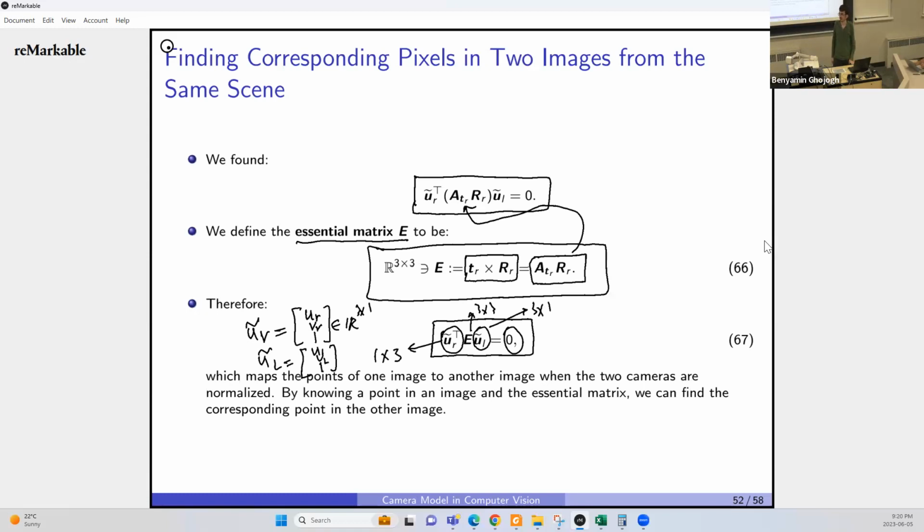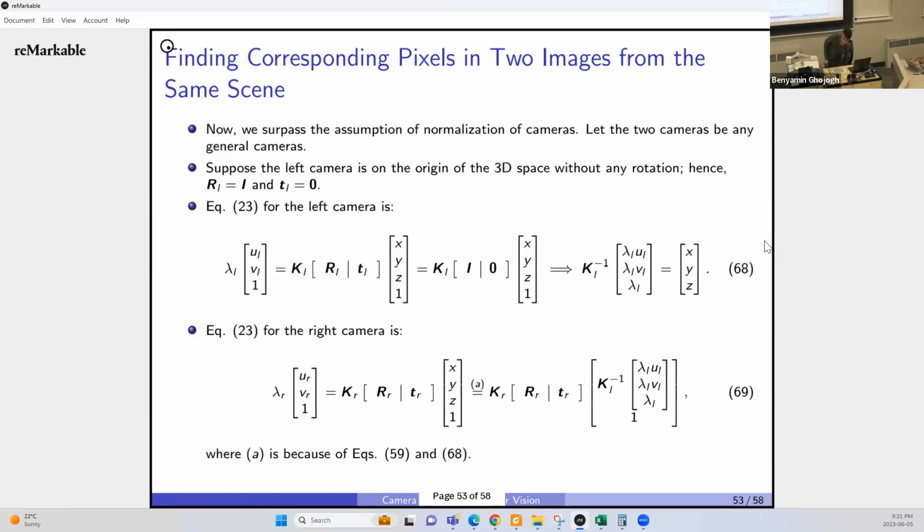That's very interesting. If you can find this matrix E, and don't forget, the two cameras were normalized. We assumed that. If your two cameras are normalized, their intrinsic characteristics matrices are identity matrices. Then, if I know E, you give me one image, another image, I can say without blindly guessing that this pixel must be in row 5, column 6 of the other image. That's very interesting, right? Okay.